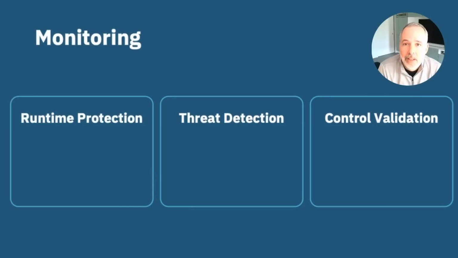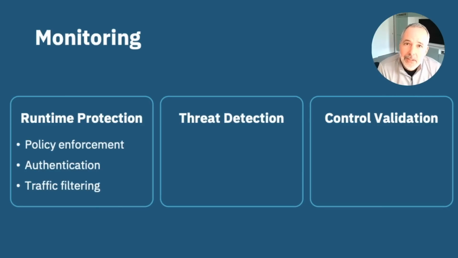The second pillar we're going to go through here is monitoring, right? And this pillar is all about understanding how your APIs are performing and operating in production. And I like to think about monitoring in 3 buckets: runtime protection, threat detection, and control validation. So let's start with runtime protection.